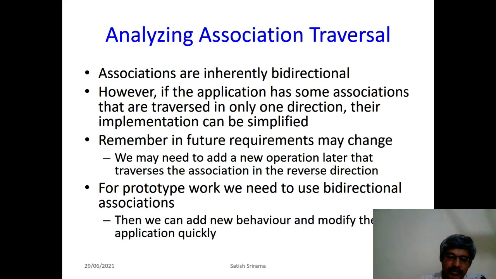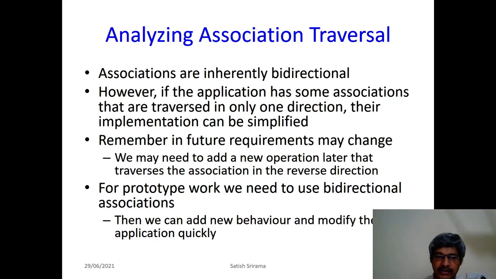But the problem is that the requirements may change in the future. We may need to add a new operation that comes back from the other side. For example, class A is associated with class B. If you implement only a one-directional association, and in future the requirements change, then you have to come back to class A. If you have to come in the reverse direction, it would make our lives difficult. So it should be planned for.